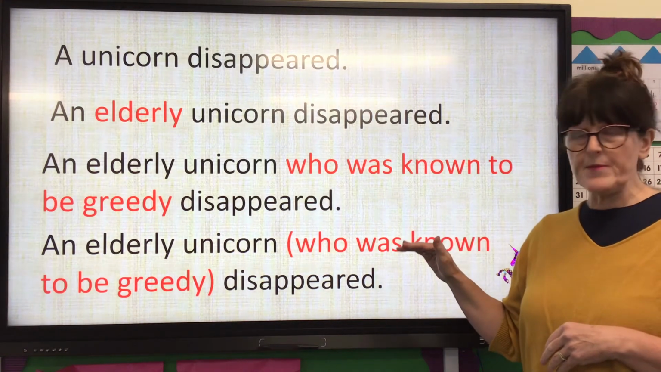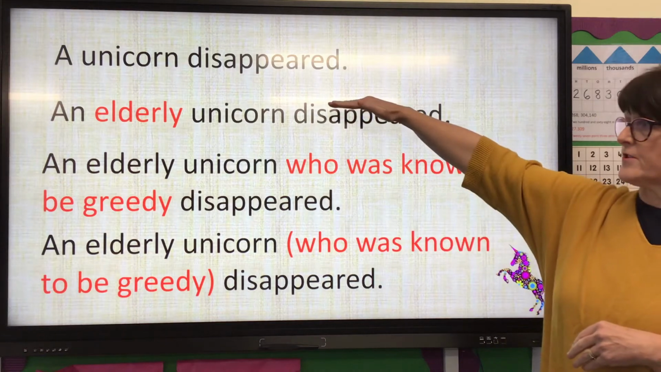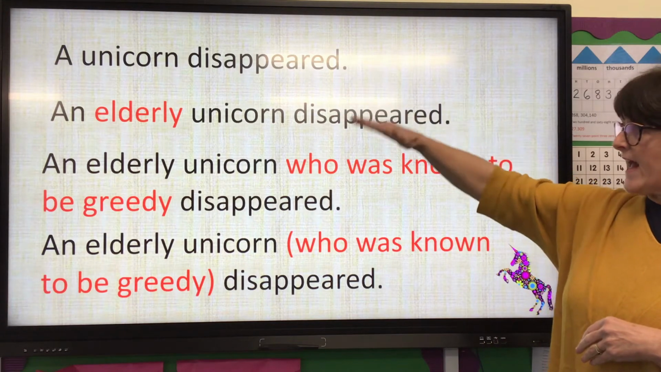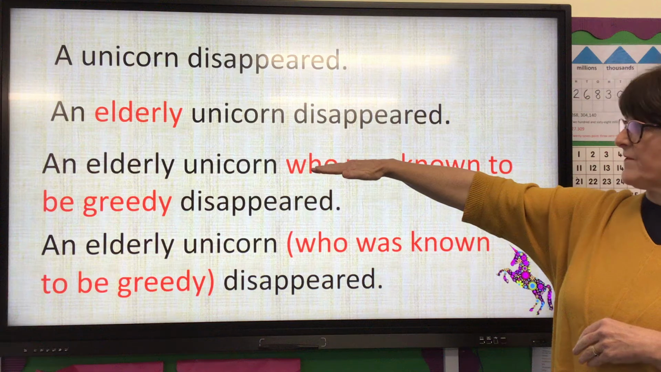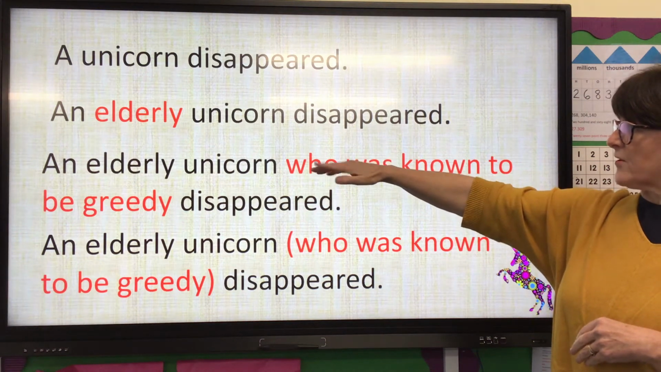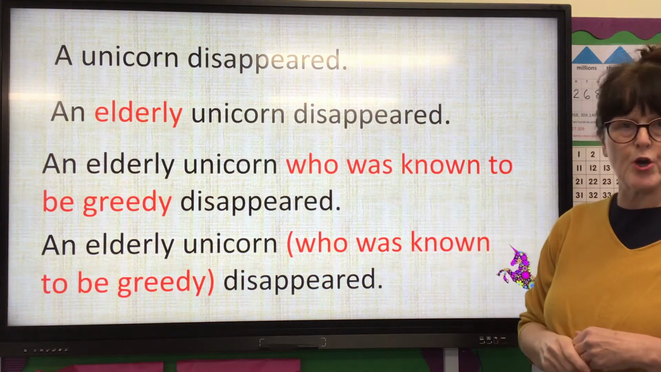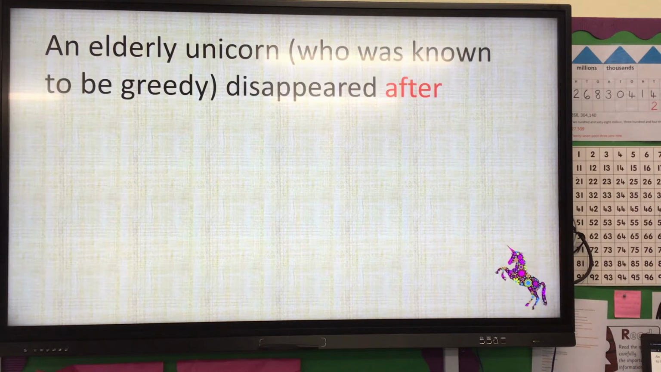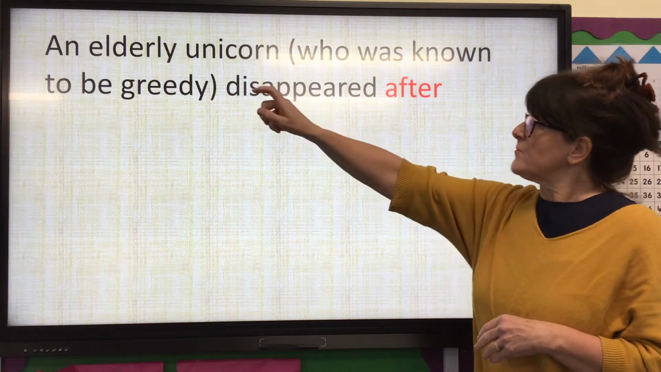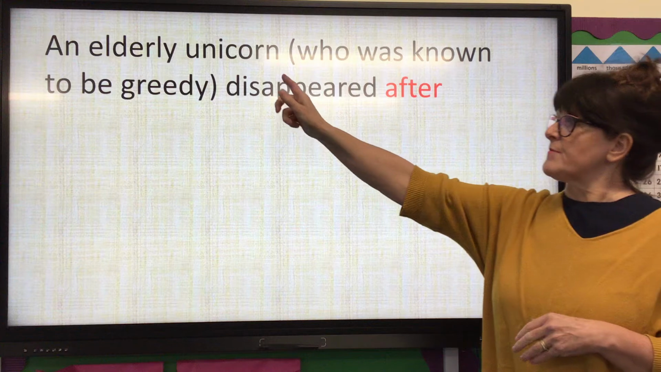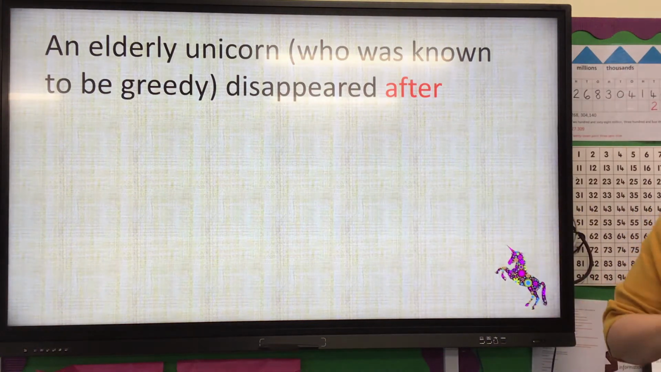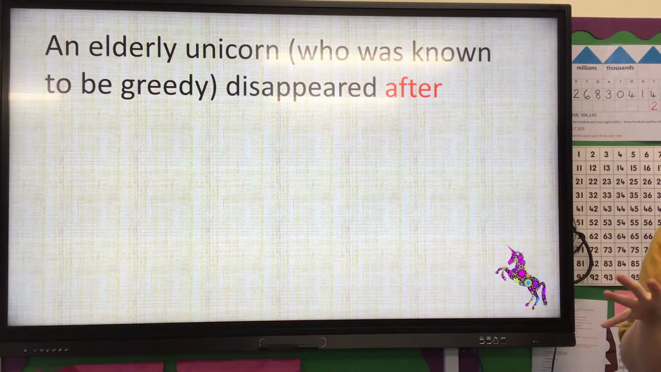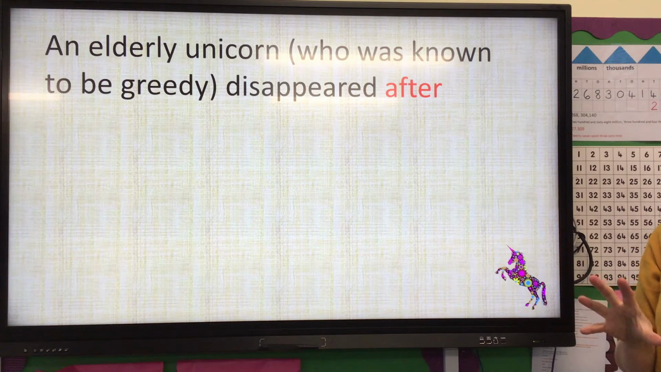Stop the video and rewrite your sentence from the second one down, adding some extra information as a relative clause beginning with the word who. So we now know that the unicorn was elderly and it was known to be greedy. But what I'm wondering now is, what had that unicorn been doing before it disappeared?